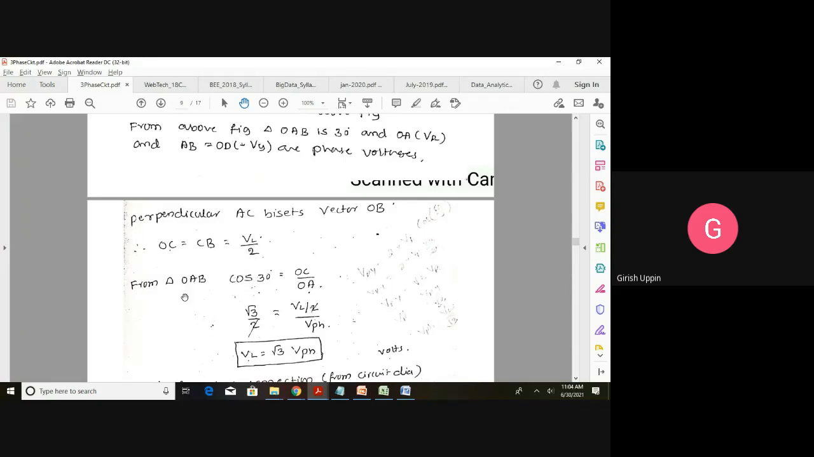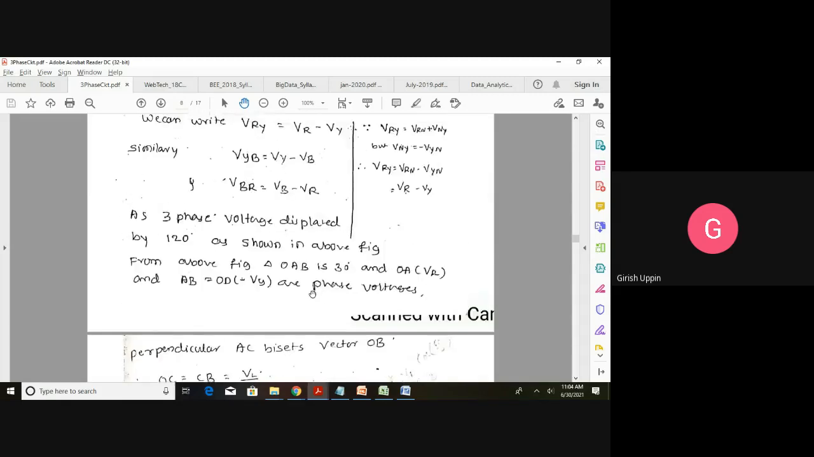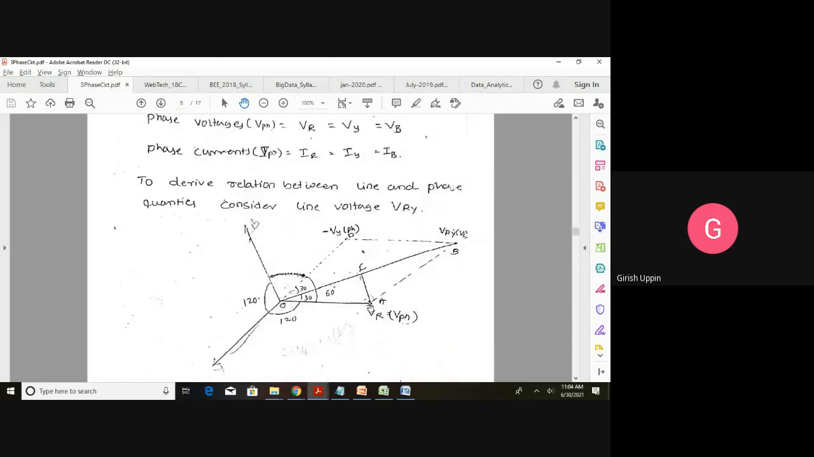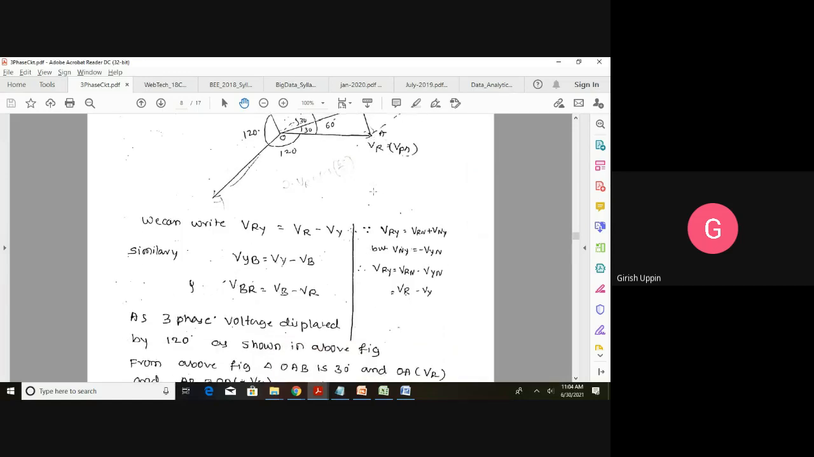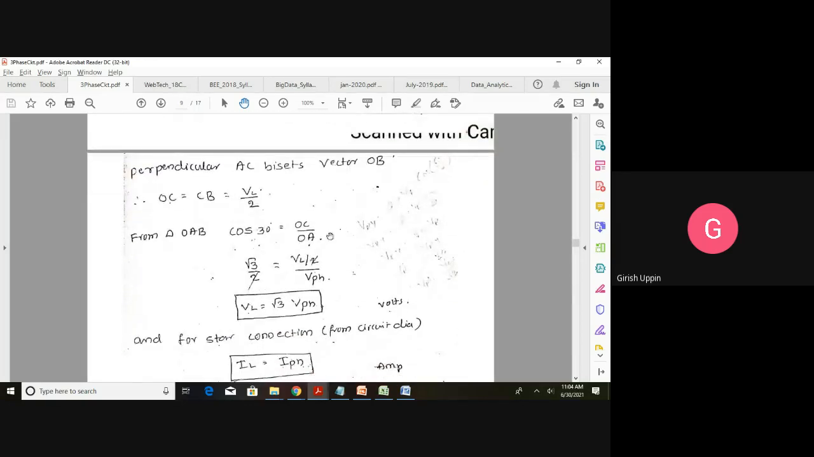From triangle OAB, cos 30 is equal to OC by OA. So this is OC and this is OA. OC is VL by 2 and OA is nothing but the VR or the V phase. We already know that it is a phase. Then cos of 30 is root 3 by 2. This 2 and 2 will get cancelled.